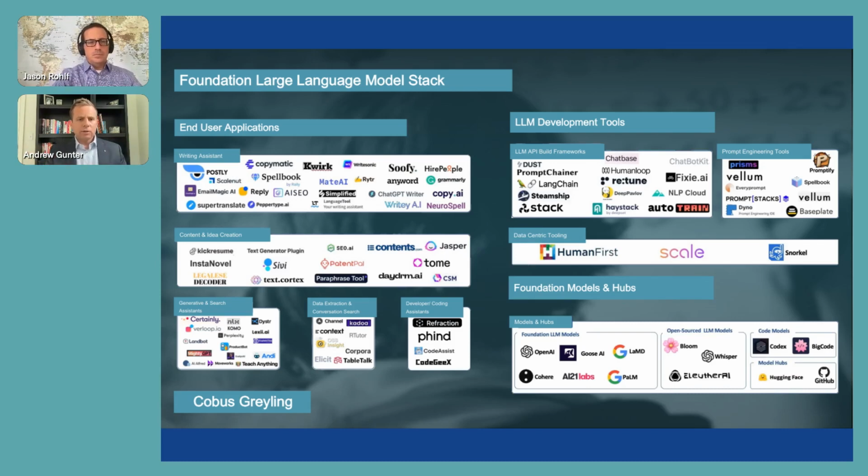And so we received permission from Cobus Grayling, who is an artificial intelligence researcher, to utilize his information in this slide. And what this is showing is various large language models, which is like ChatGPT, in different applications. So we have everything in here from writing assistants to content and idea creation to data-centric tooling, as well as, in the lower right-hand corner, different models and hubs.